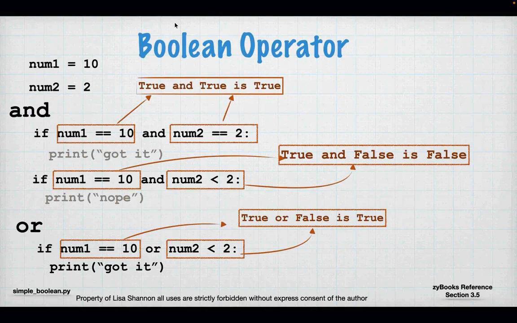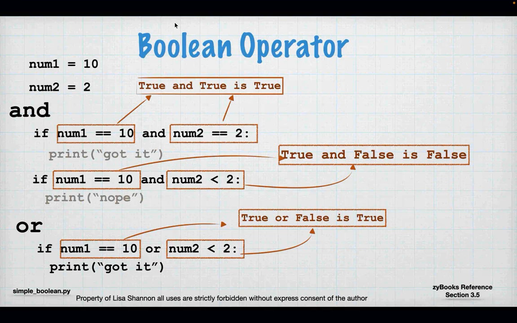Now, if I look at the next statement, it says if num1 is equivalent to 10 and num2 is less than or equal to 2, then I'm going to print nope. Well, num1 is 10. Don't look at the and just yet. num2 less than or equal to 2 is false, so I have a true and I have a false. With the and word in the middle, it comes out as false. It evaluates the false, so it will not print out nope.